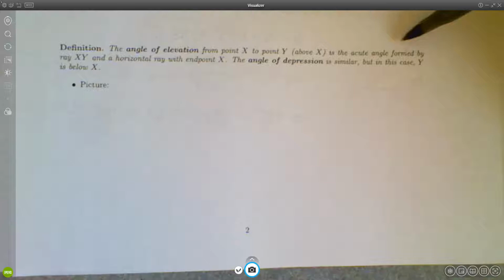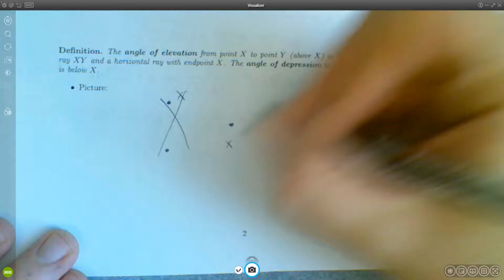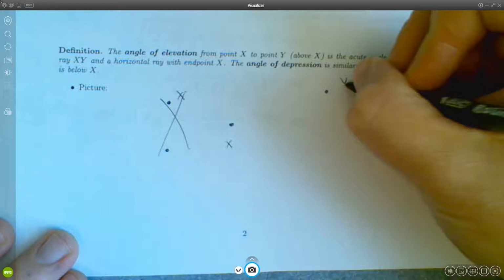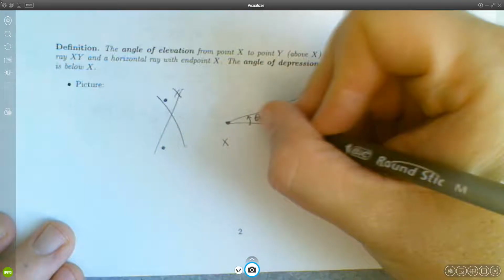So what we're saying is we've got X here, and then Y, well, that's actually not a very good picture. Here's a good picture. So let's say that X is here, and that Y is some value up here, and it's above X, right? So the angle of elevation is the acute angle formed by the ray XY and a horizontal ray within point X, right? So that's the angle of elevation. So ignore that first attempt, but this is the angle of elevation, right?